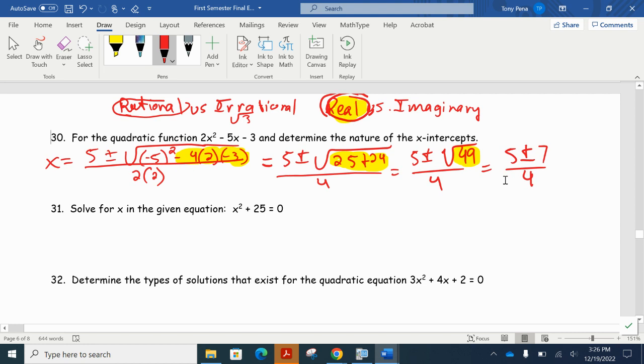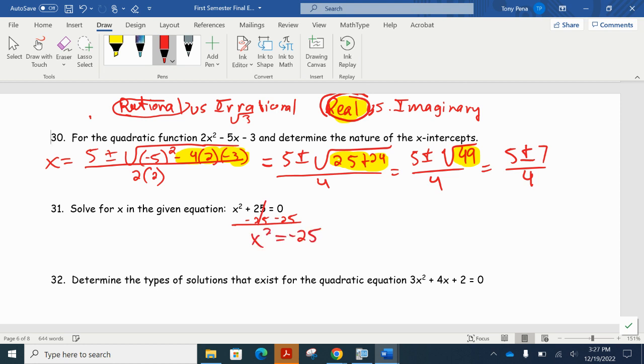All right, 35 or 31. I think the way this one sets up doesn't tell you which method to use. I think the square root method is the best, where we can just subtract this 25 over and get x squared equals a negative 25. We then get rid of the squared with the square roots. And then we end up with this negative radical.